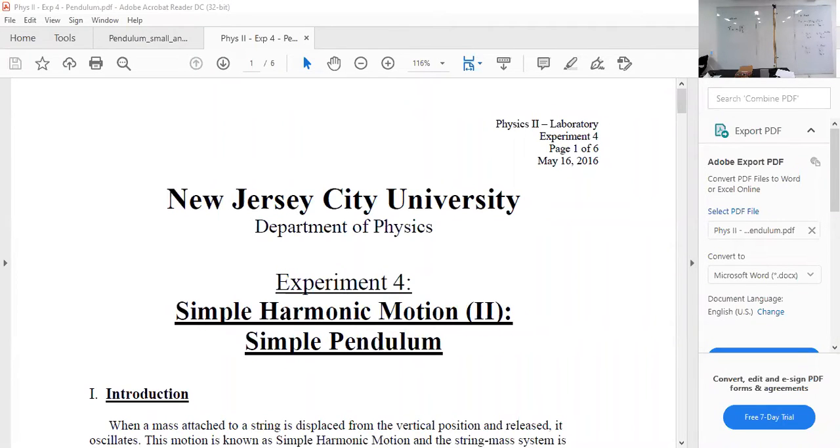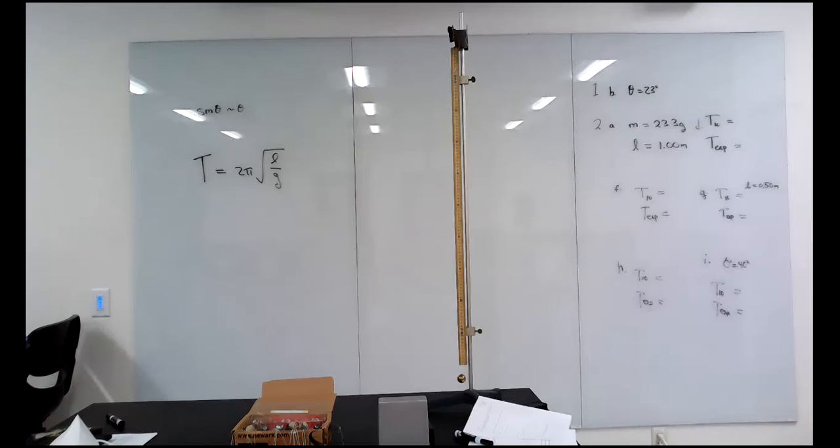This is experiment 4. We're going to be looking at the small angle approximation for the period for a pendulum. So please read through the lab instructions before watching this video. I will record the data on the board here, but also record that on a sheet that I will be sending to you as a PDF. So let's take a look at this.